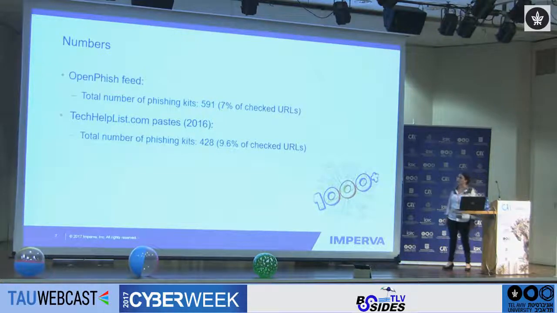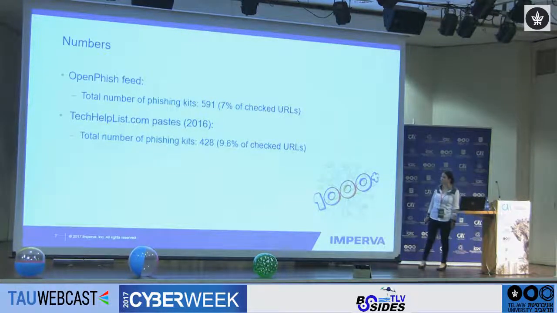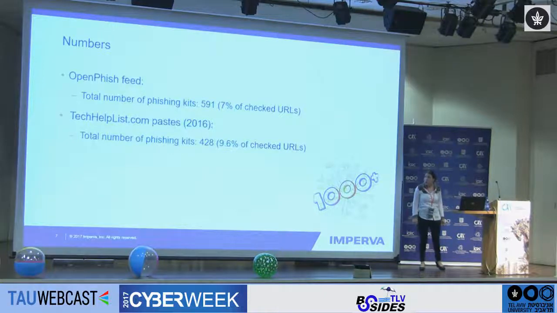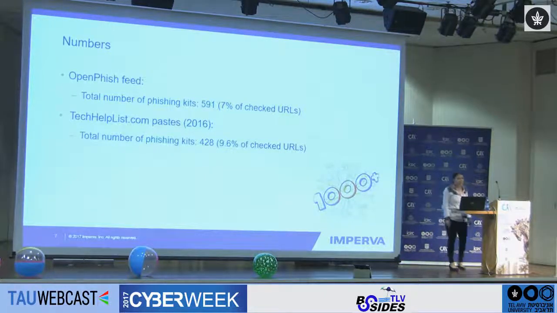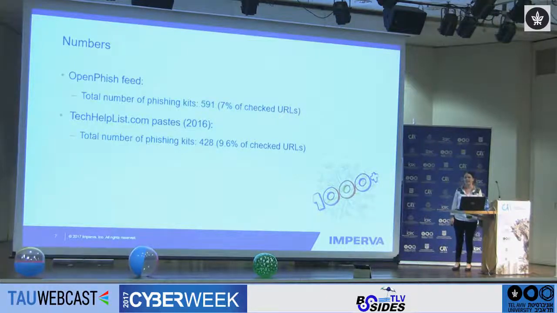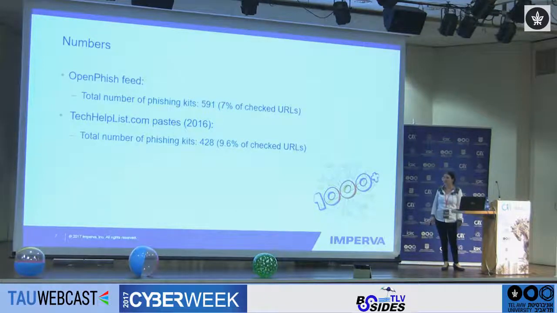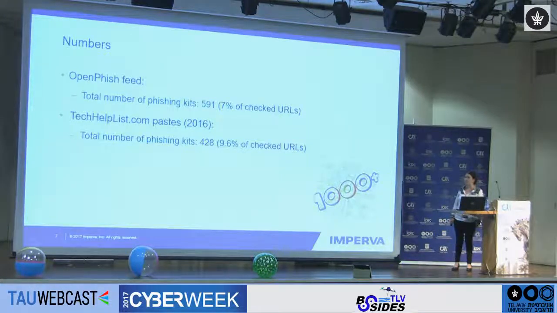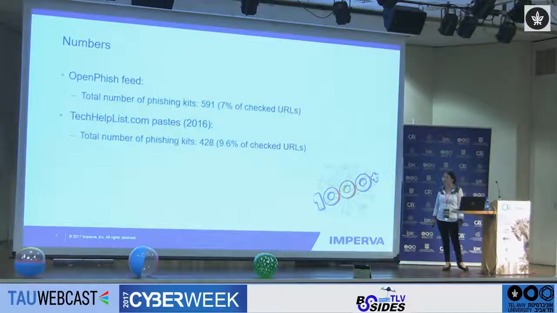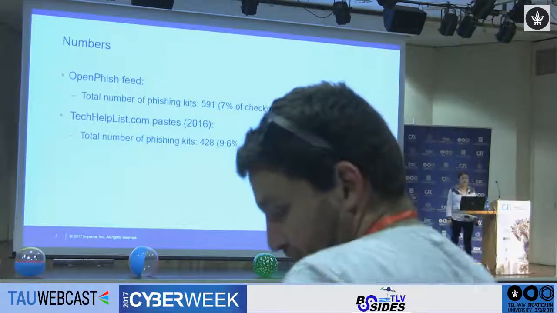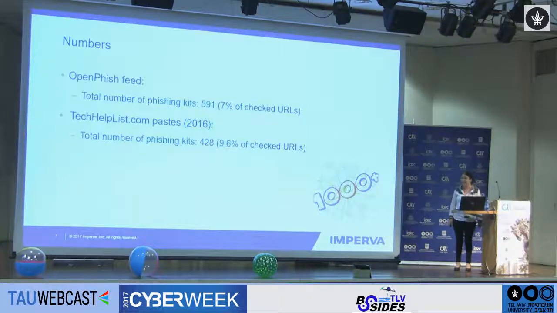From both sources, we collected more than 1,000 phishing kits. From OpenPhish Feed, we collected about 600 kits, which are 7% of all checked URLs. From techhelplist.com, we collected more than 400 kits, which are almost 10% of all checked URLs. From the above, we can see a bias in coverage to inexperienced phishers who leave their kits on the compromised server.